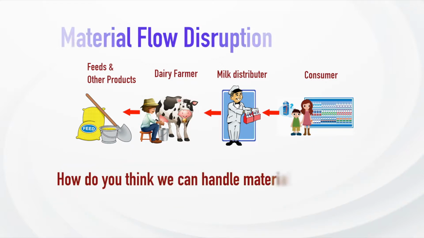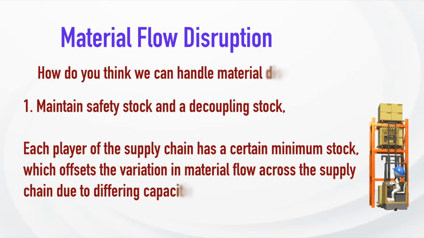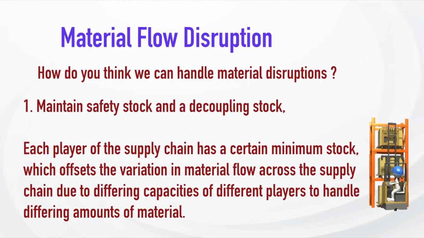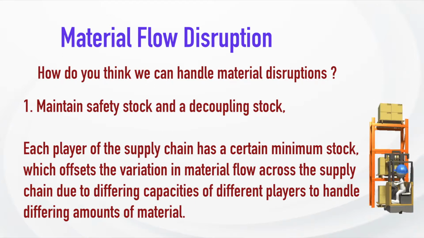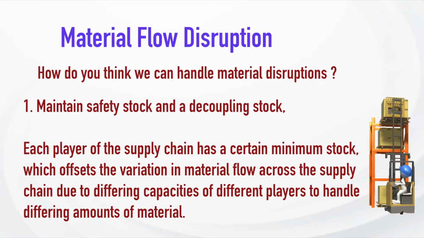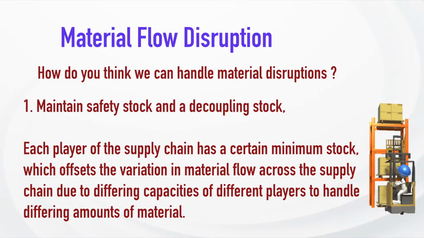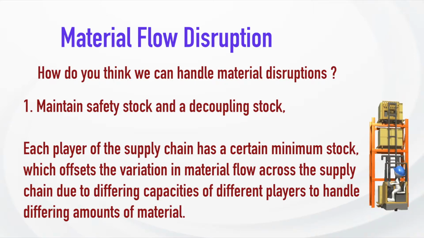How do you think we could handle material disruptions? There are three methods of doing it. Method number one, we need to maintain a safety stock and a decoupling stock, meaning each player of the supply chain has a certain minimum stock which offsets the variation in material flow across the supply chain due to differing capacities of different players to handle differing amounts of material.